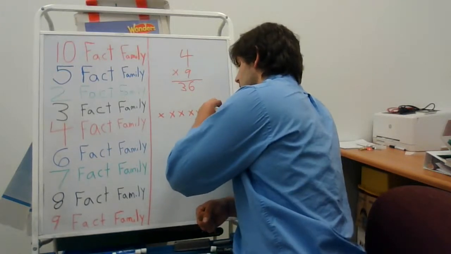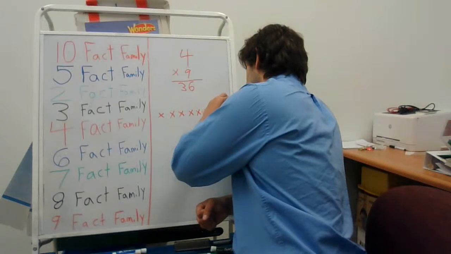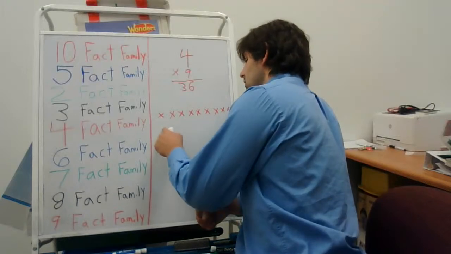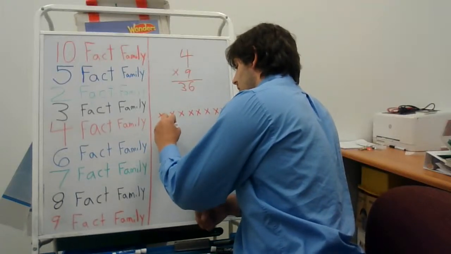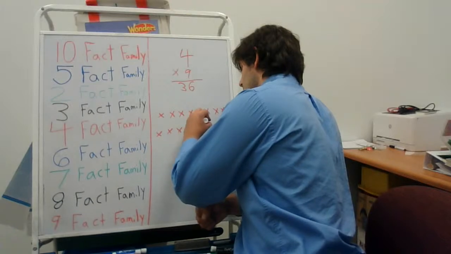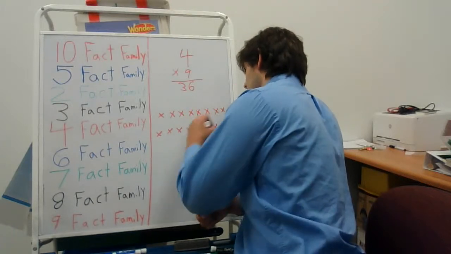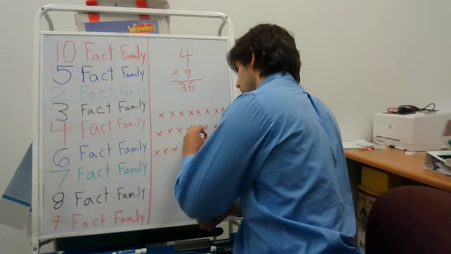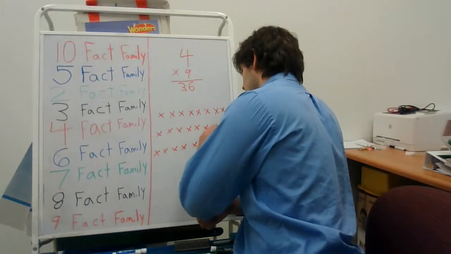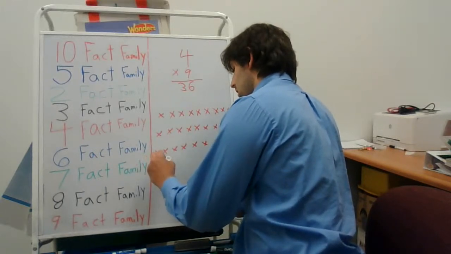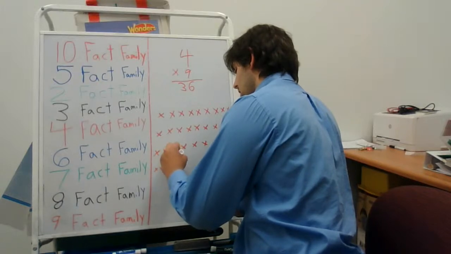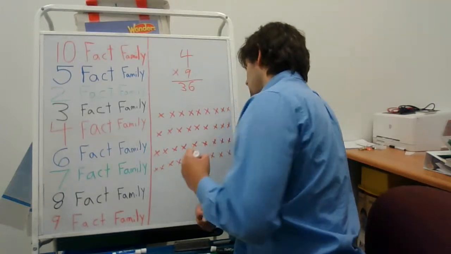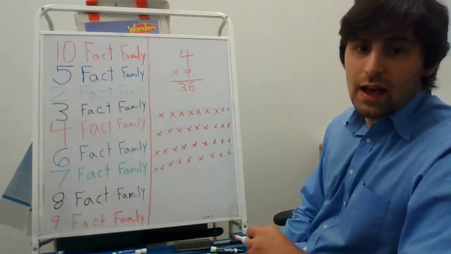just draw 9 X's in each row. 1, 2, 3, 4, 5, 6, 7, 8, 9. So that's 1 row. 2 rows. 3 rows. 4 rows. I have 4 rows of 9 here.